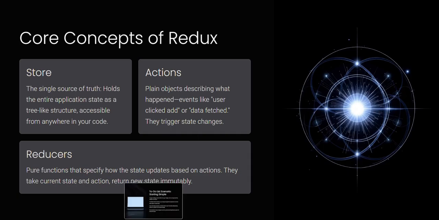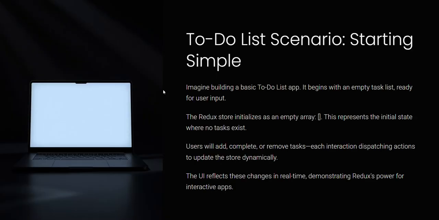The next is the to-do list scenario, starting simple. Imagine building a basic to-do list app. It begins with an empty start, with tasks like ready for user interview.